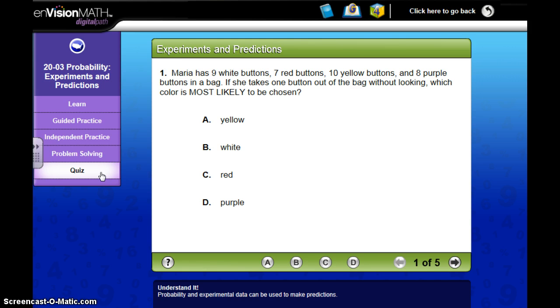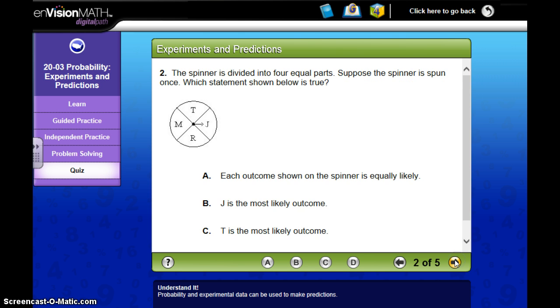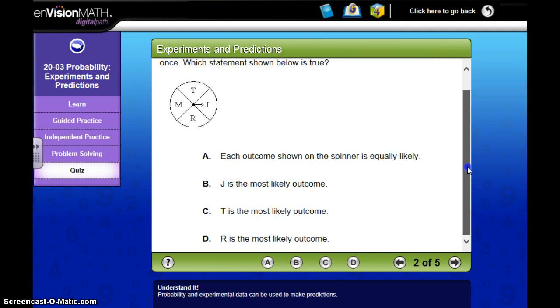She has 9 white buttons, 7 red, 10 yellow, 8 purple. If she takes one out of a bag without looking, what color is most likely going to be chosen? Eileen, what color will most likely be chosen out of that big bag? Yellow. Why? Because there's more. That's exactly what I wanted to hear. There's more yellow.